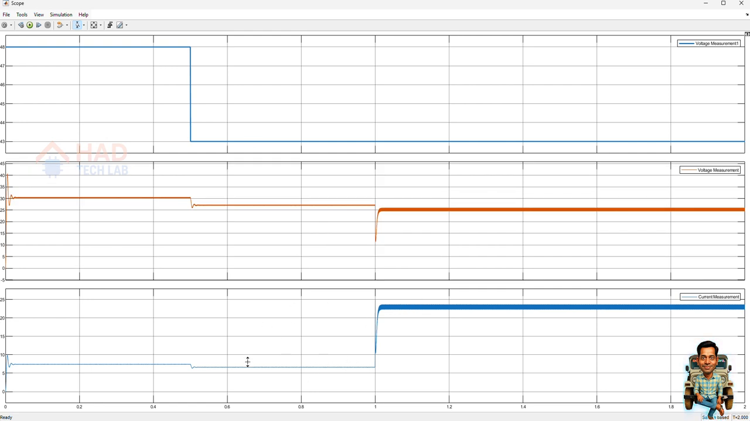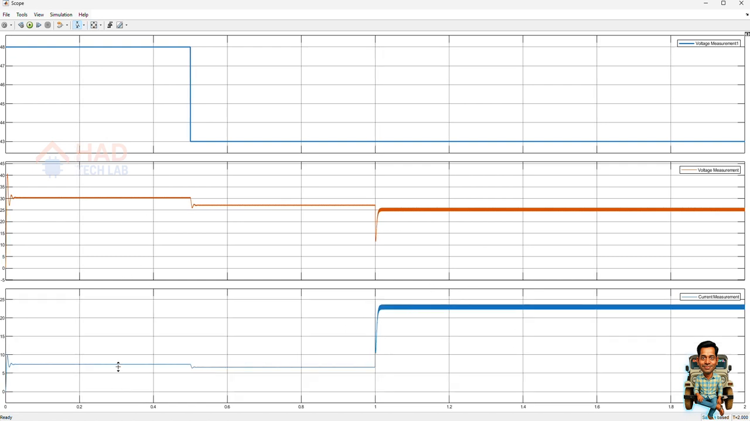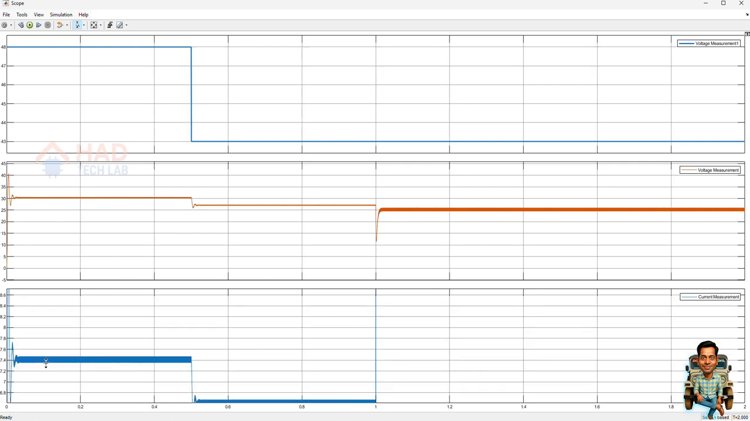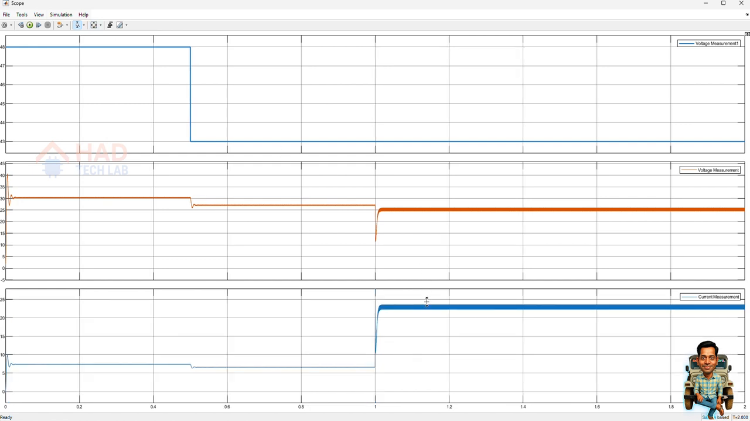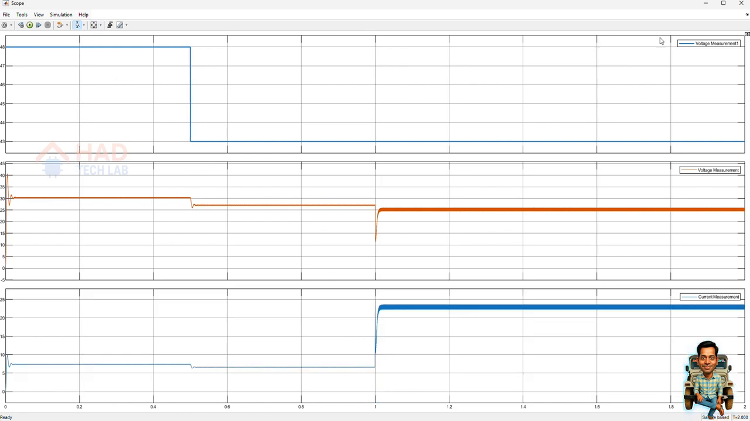When the load is varied, the current also increases here. You can see that earlier we were getting nearly 7.5 amps. Then when the load is increased, we are getting nearly 22.5, nearly equal to 23 amps. So let's add a PID controller.